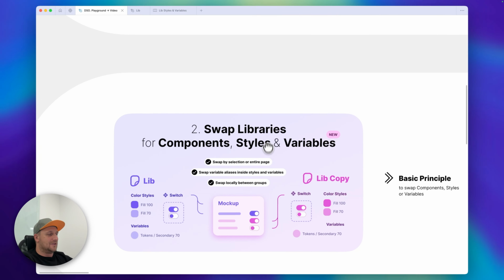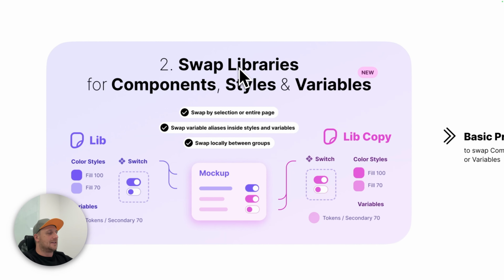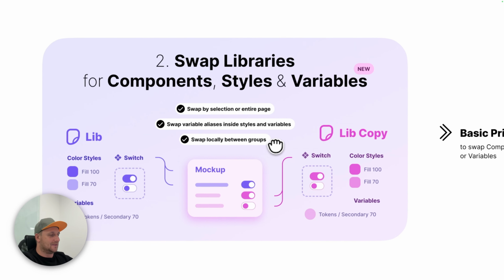Talk about key features such as swap libraries and local groups. It's like swap library in Figma, but also works for variables, and also works as swap between local folders and even swap aliases for variables inside other variables.